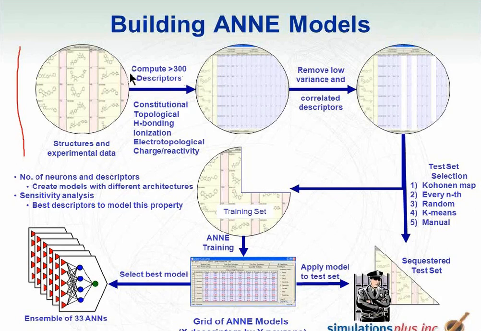Next, we compute a large number of descriptors. We have over 300 descriptors currently in the program, and they're broken up into these 6 classes. So constitutional is just what the components of the molecule, topological, hydrogen bonding, ionization, which also looks at a pKa model, electrotopological, and then finally charge and reactivity, which I'll discuss during the webinar, but these basically come out of some EEM and Huckel molecular orbital calculations.